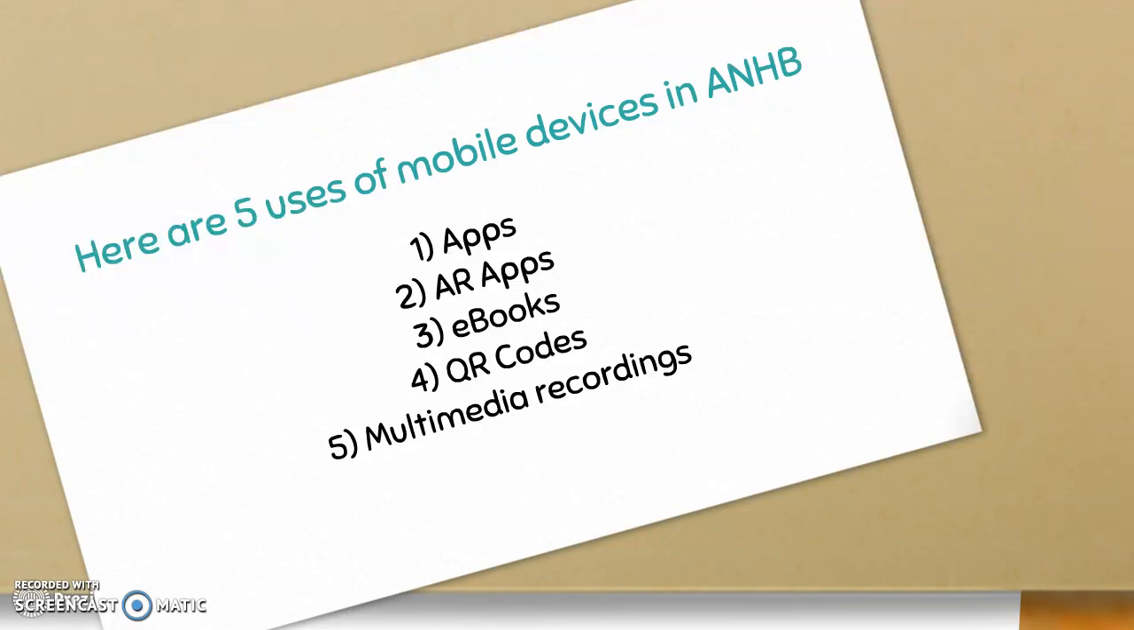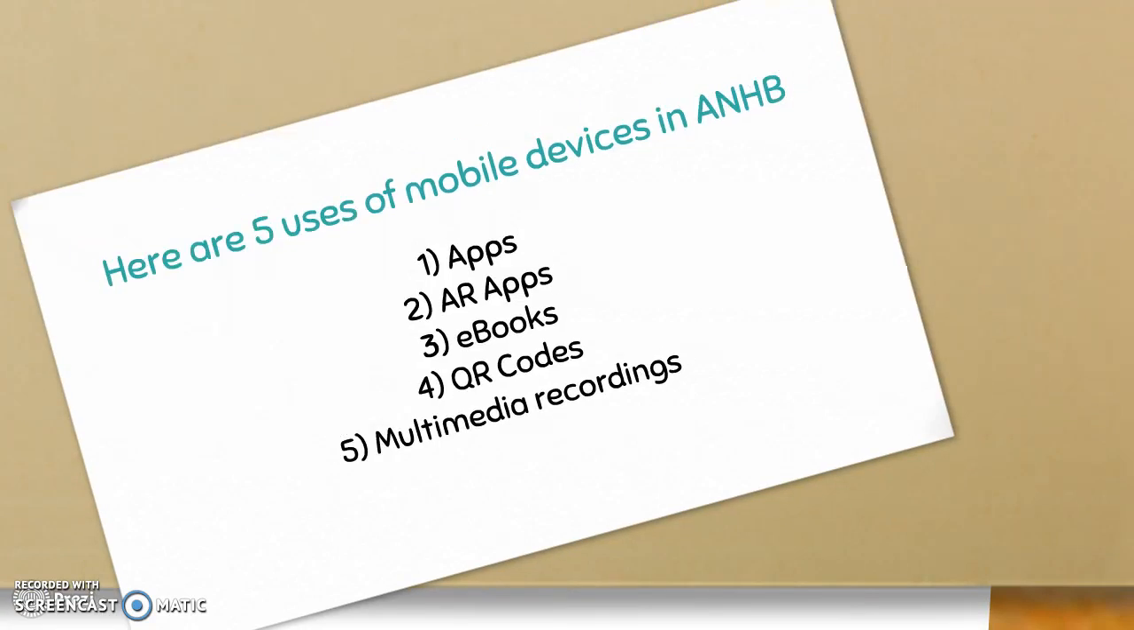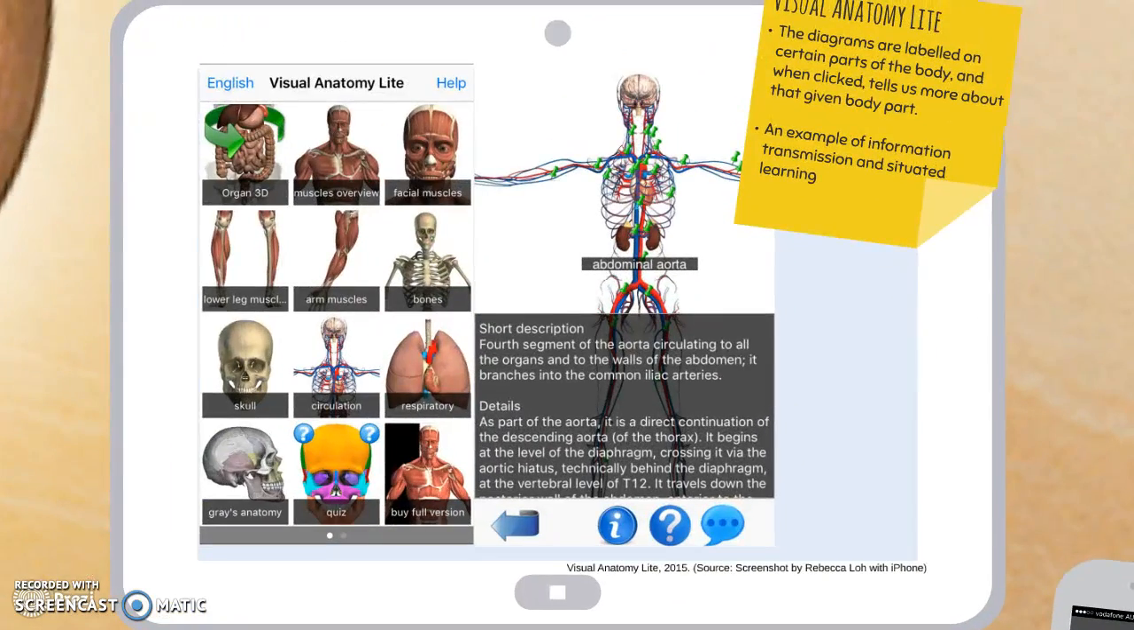Lastly, now that you've familiarized yourself with these educational approaches, here are 5 examples of mobile technology uses that might help you in anatomy. From the eye to the nervous system, the Visual Anatomy Lite app allows users to select specific body parts or systems to study them in detail. This app is great for students who want to know basic anatomy before doing the subject.